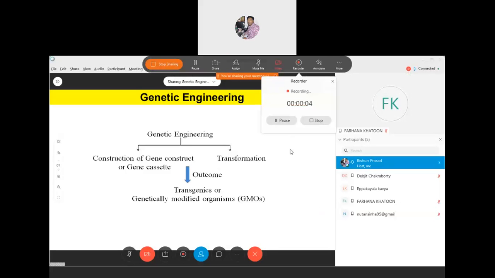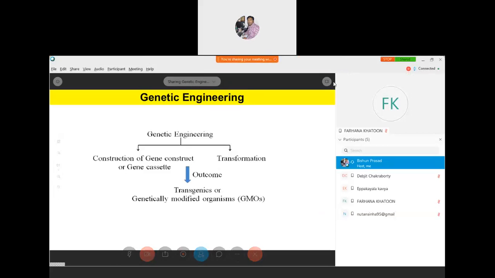So today we are going to talk about genetic engineering. You all have learned about transgenic. Whenever we have to make a transgenic, we have to follow genetic engineering methods, tools, and technology. It also requires recombinant DNA technology.